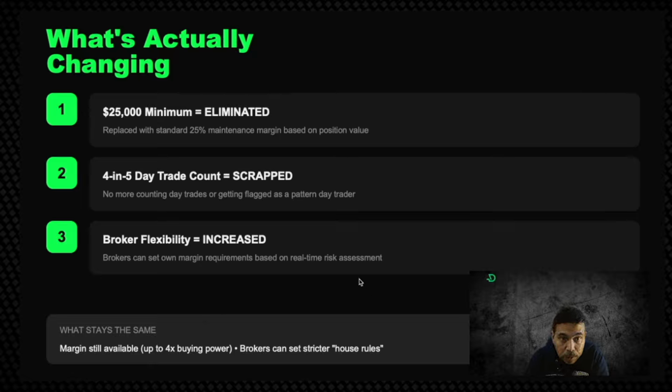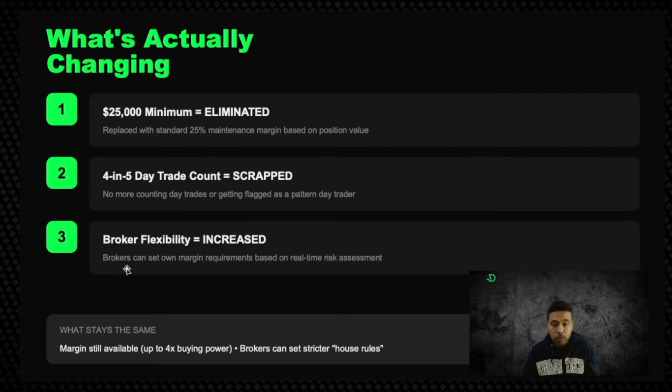The second thing is the 4 in 5 day trade count. That's part of the PDT, so that's going to be scrapped. So no more counting day trades or getting flagged as a pattern day trader. That's a big relief. Broker flexibility, as I mentioned, is increased. Brokers can set their own margin requirements based on real-time risk assessment. From the SEC side, they are removing it completely, but they are providing a lot of flexibility to the brokers.